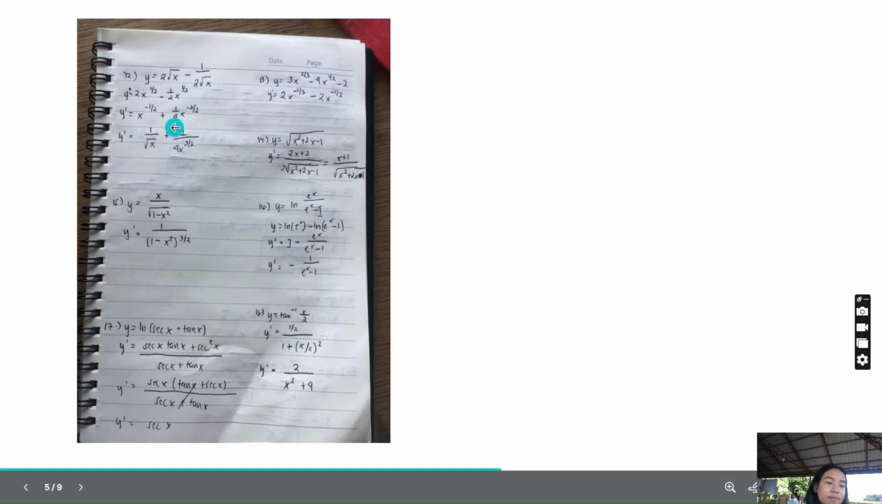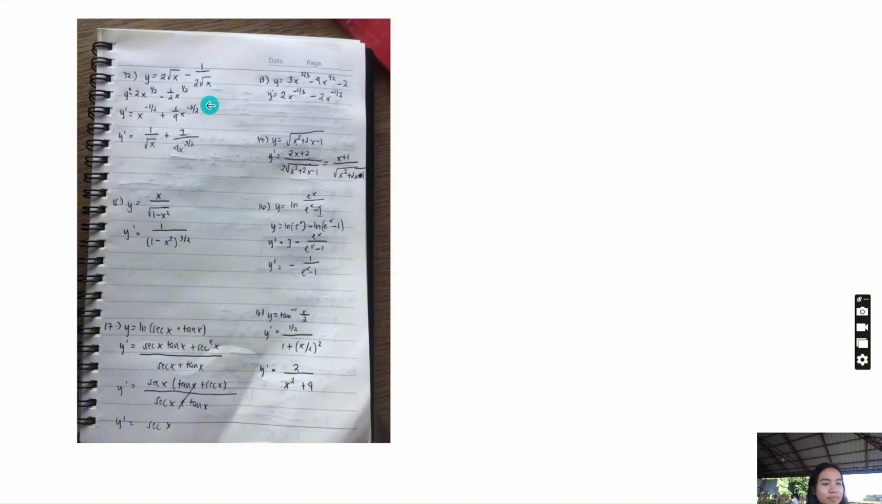Moving on to number 12, we are given the function y equals 2 square root of x minus 1 all over 2 square root of x. So to easily answer this one, we can simply turn 2 square root of x into 2x to the power of 1 half, because we know that the power of this radical is 1 half, minus 1 half squared to the power of 1 half.